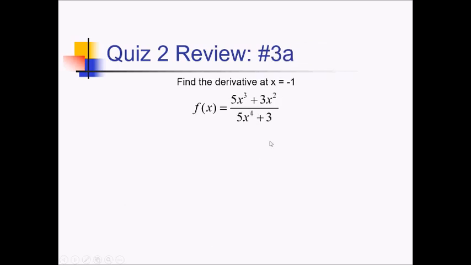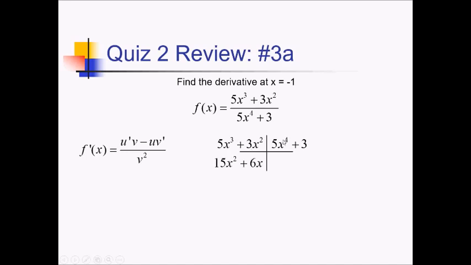To figure out the derivative of a product or quotient at a specific x value, we're going to first set things up using the box and ribbon. So in this case, we have a quotient rule that we need. So we've got u prime v minus uv prime over v squared. Setting up the box and ribbon here, I've got 5x to the 3rd plus 3x squared, my numerator, and over here my denominator, 5x to the 4th plus 3, and down below their derivatives, which are 15x squared plus 6x, and for this one we'll have 20x to the 3rd.